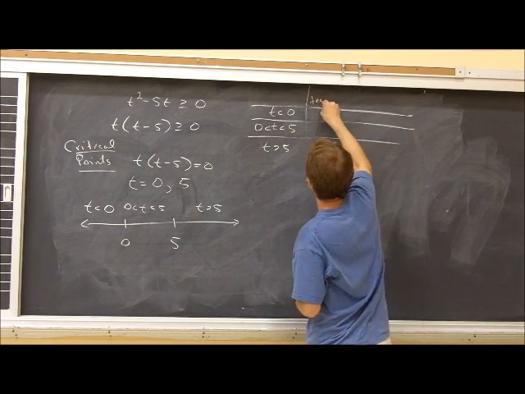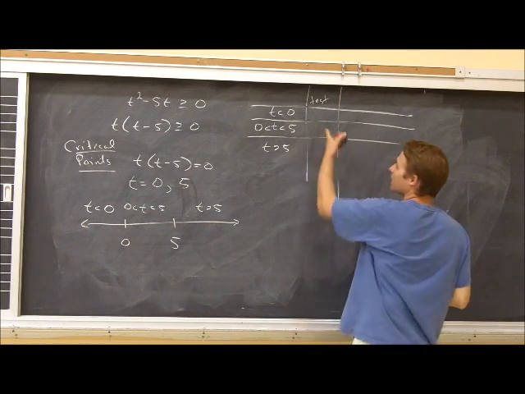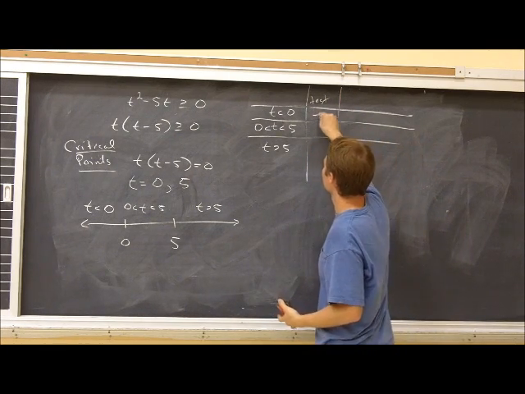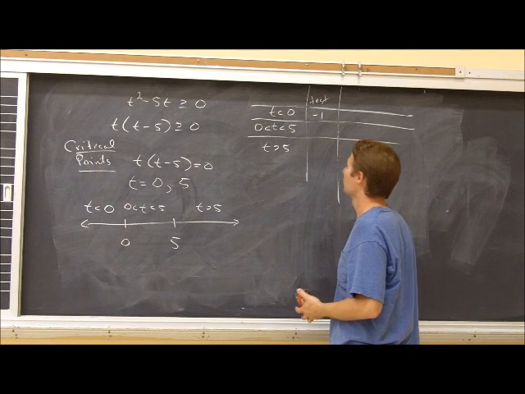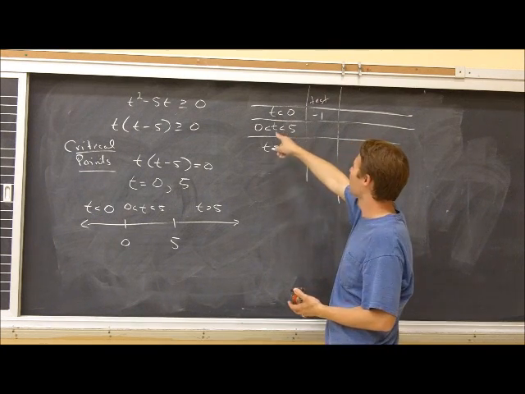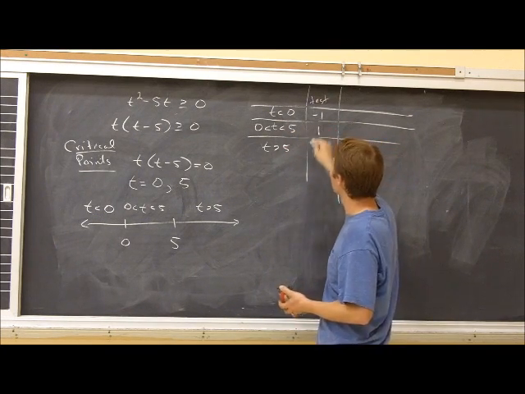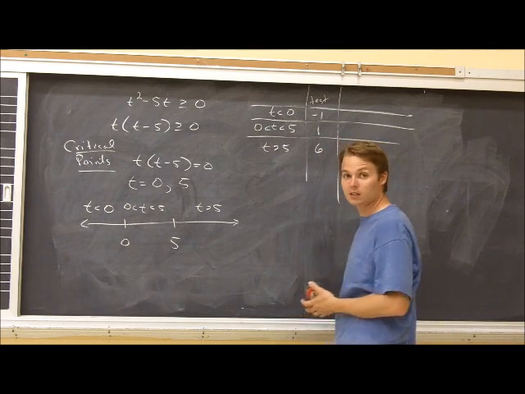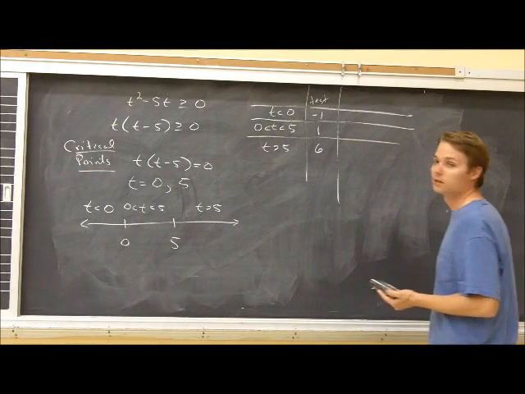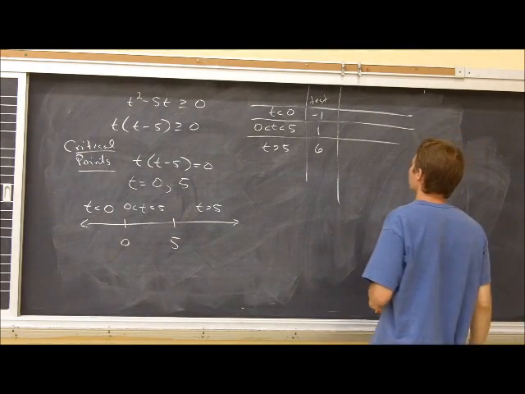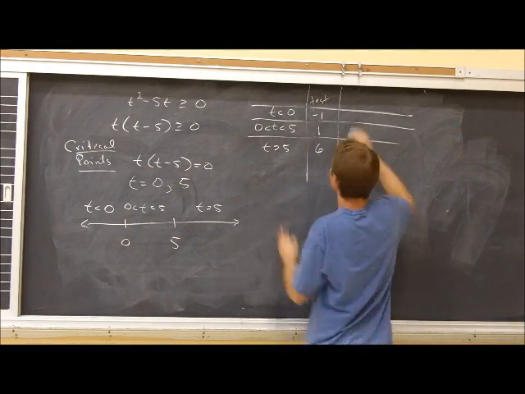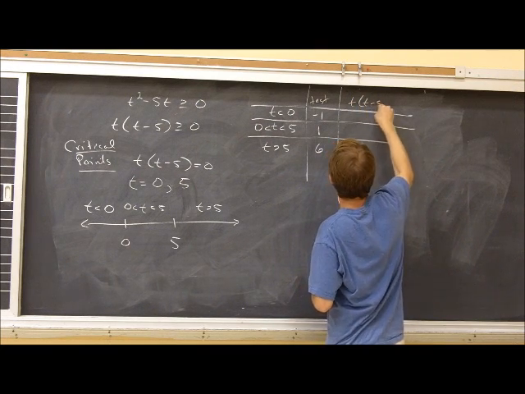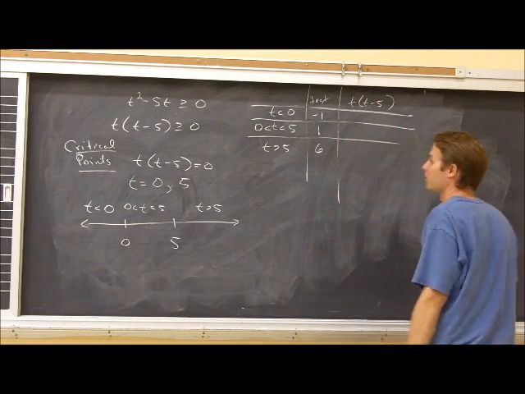So I'll pick some test points. T less than 0, pick the easiest one you can, -1. It's probably the easiest one we can pick. T between 0 and 5, you can pick 1, 1's always an easy one to check. T greater than 5, maybe I'll pick 6, that's the smallest number I can get. It's still an integer, it's greater than 5. And I'm going to plug them into the factored form of my expression.